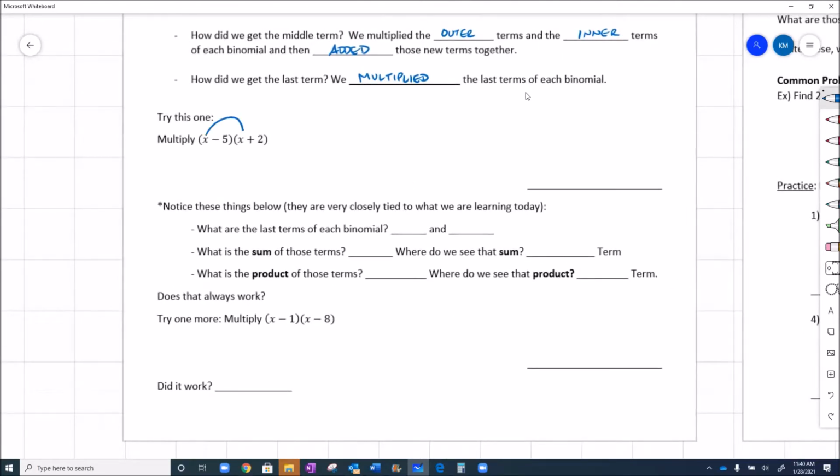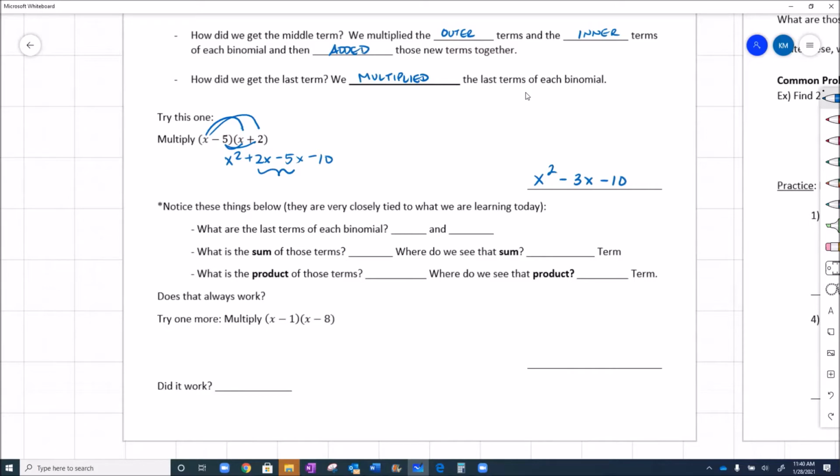So we have x times x, x squared, x times 2, 2x, negative 5 times x, negative 5x, negative 5 times 2, negative 10. Combining my like terms, I get x squared minus 3x minus 10.